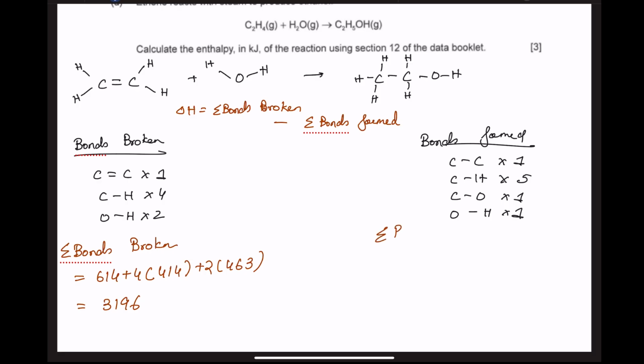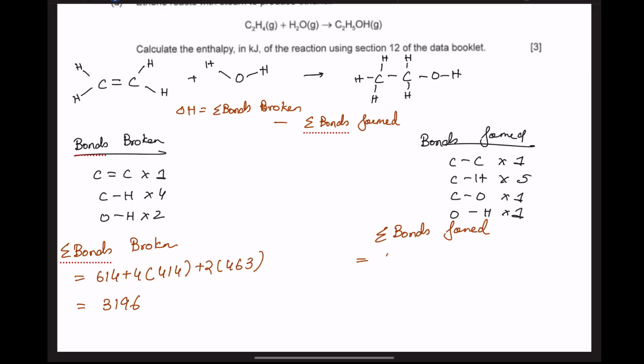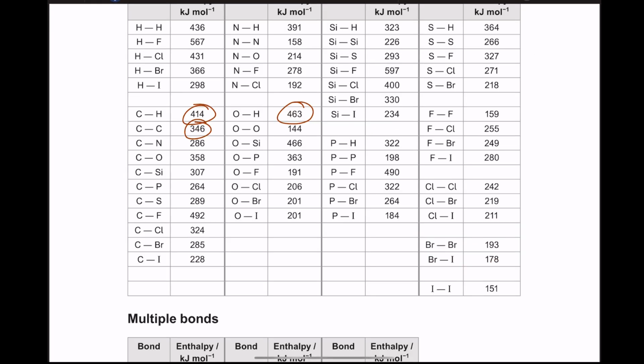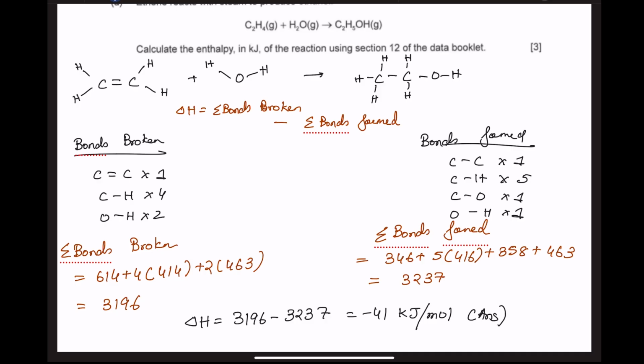And then the summation of bonds formed. This will be 1 CC bond, CC is 346. 5 CH, plus 414, we already know. CO, C single bond O, is 358. And then OH is 463. If I add everything up, I'll get 3237. So delta H will be the summation of bonds broken, 3196, minus the summation of bonds formed, 3237. When I subtract them, I'll get negative 41. The unit will be kilojoules per mole, which is the answer to the last part of this question.